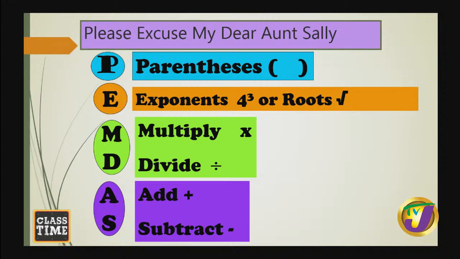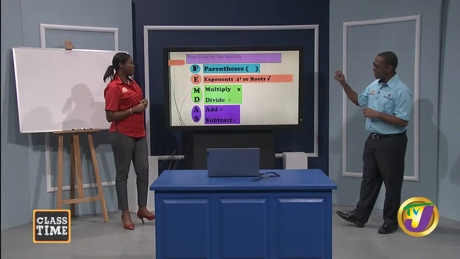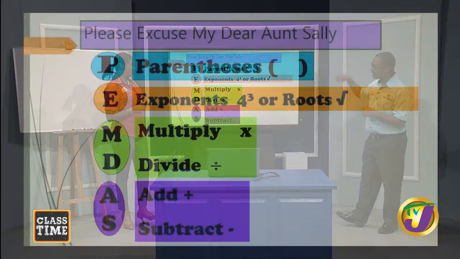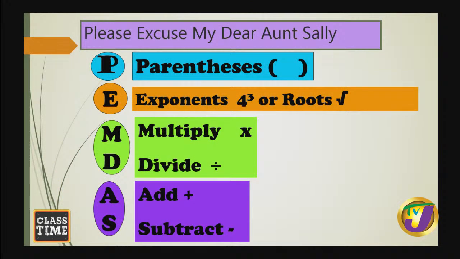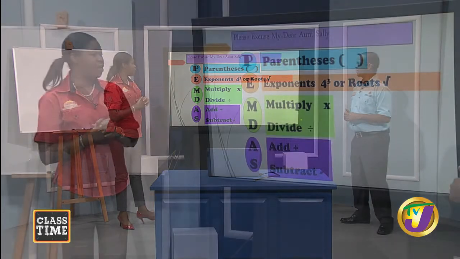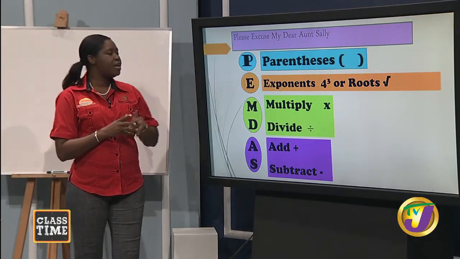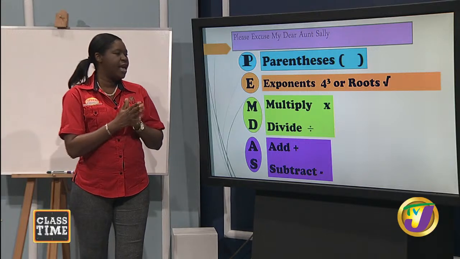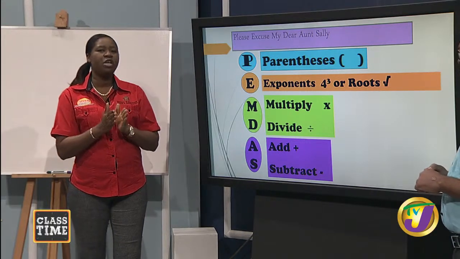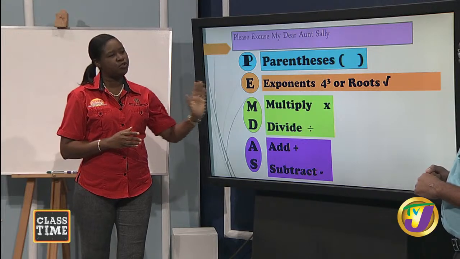But wait, Nikisha, I'm seeing something strange. I'm seeing that the M and the D are grouped together in one circle. Yes. And the A and the S are grouped together in another circle. Can you tell me a little bit more about why that is? Sure, and I'm glad you mentioned that. Good observation. Now, multiplication and division, they're saying that these operations can be done depending on which one comes first. And remember, for them, we'd operate from left to right.